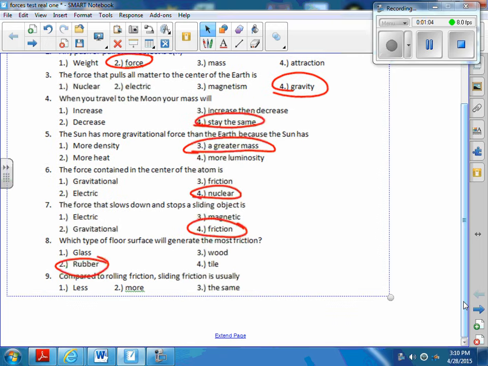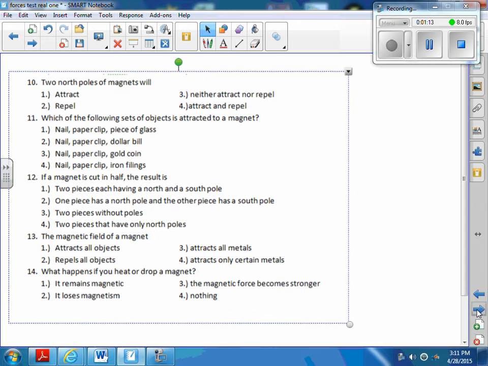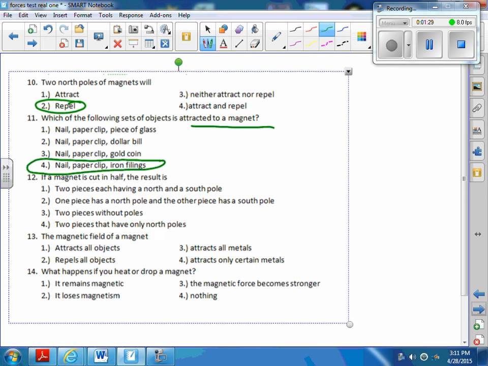Compared to rolling friction, sliding friction is usually greater, so it takes more force to slide something than it does to roll something. Number 10, 2 north poles of magnets will repel. 2 poles that are the same will repel because likes repel. These objects are attracted to a metal, nail, paperclip, and iron filings because they're all made of magnetic metals. Some of you got it wrong, put gold.